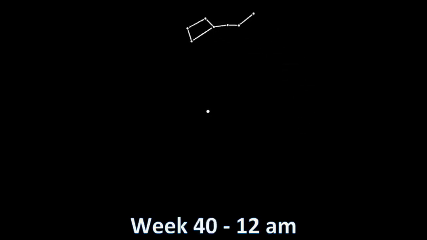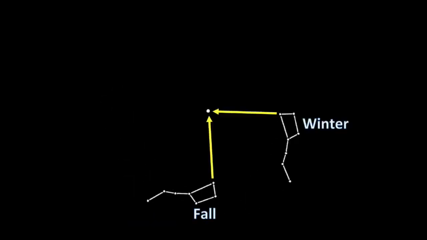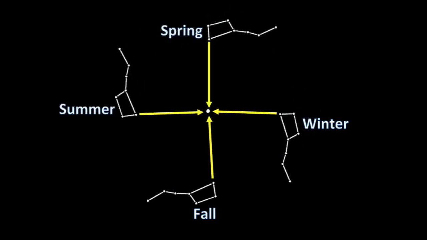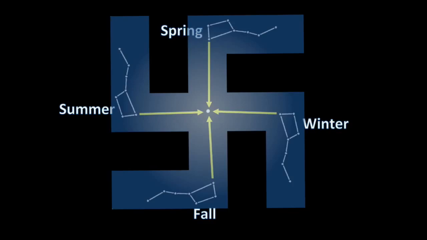This is how the constellations shift throughout the year. And this shift causes the constellations to be in a different spot throughout the year. And when this happens, you get fall, winter, spring, and summer. The 4 seasons. This symbol is an ancient symbol. You might know it as the swastika, but what it really means is the 4 seasons, because if you were to look at the Big Dipper throughout the year, this is what it's going to look like.